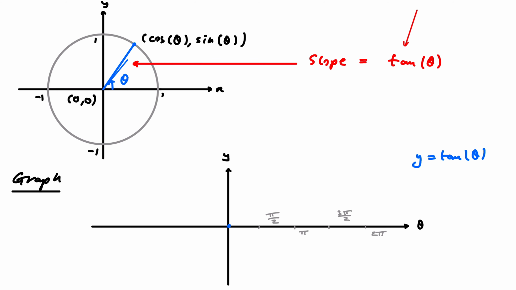Well, as I get closer and closer to pi over 2, things start to go a bit haywire. You see the slope is going to get bigger and bigger and positively. So it's going to get huge. And at pi over 2, it doesn't make any sense anymore. There's no concept of a slope of a vertical line because the formula breaks down. And I can't say the slope is infinite because that doesn't make any sense. Infinity is not a number.